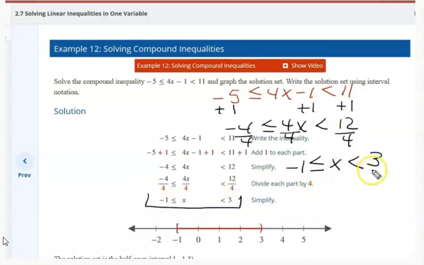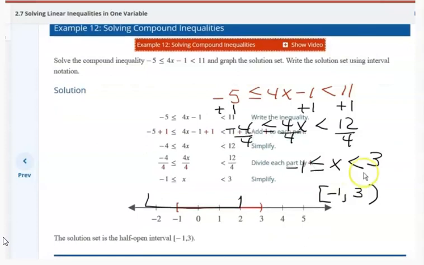Now when we put that on our graph, we're going to pick for this one a bracket, and for this one a parenthesis, put the negative 1 there, and the 3 there, and you now have an interval notation, the answer, as well as the graph of it. And if we go down, we can see the interval notation part down there below here. Okay.